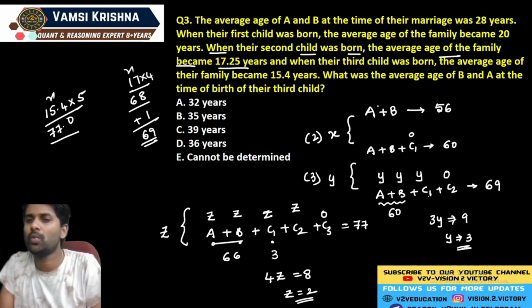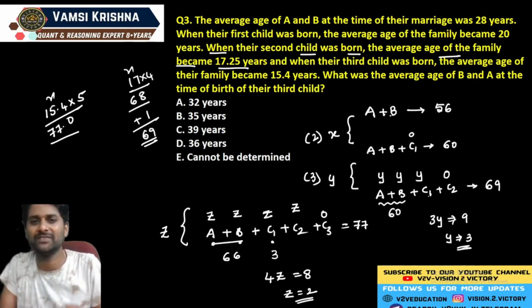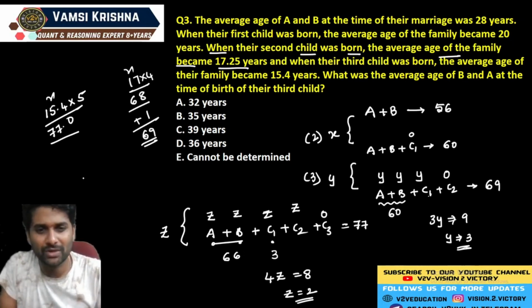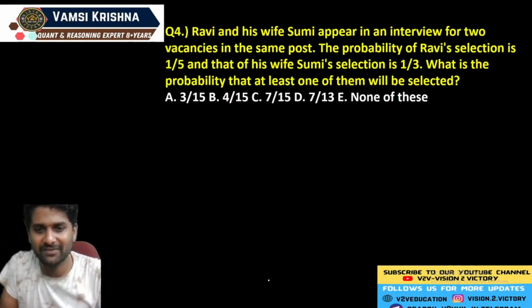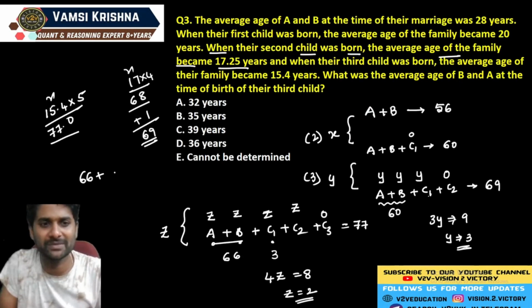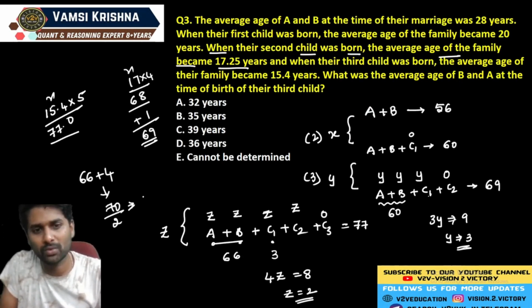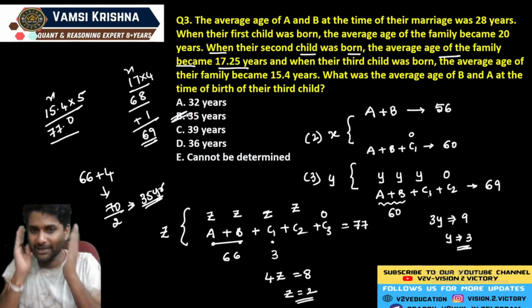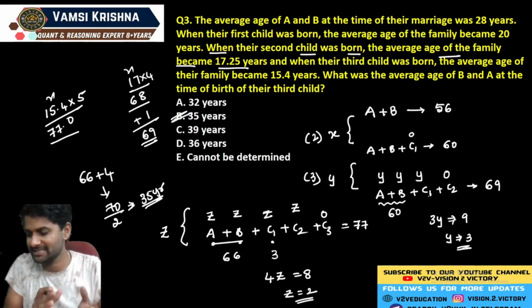Now the question here: what was the average age of B and A at the time of birth of their third child? So what is the total value here? 66 plus Z value, which is exactly 2, 2 times 2 means the value becomes 4. Now the total value is 70 divided by 2, which is equal to 35 years. Hope you understand this question, guys. Just try to understand my approach, how we will get the result.